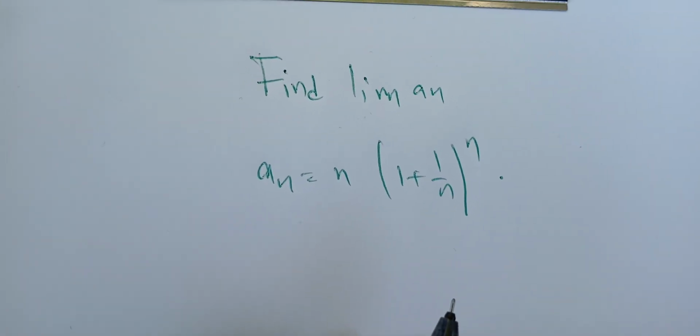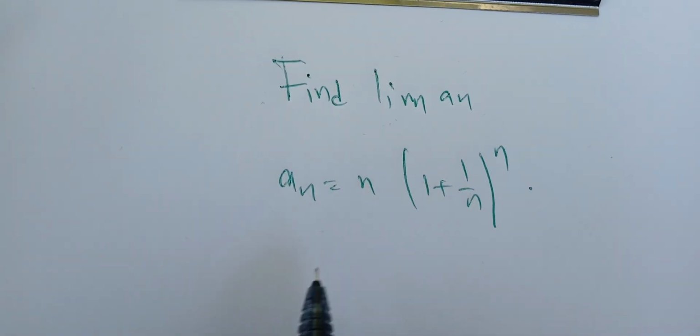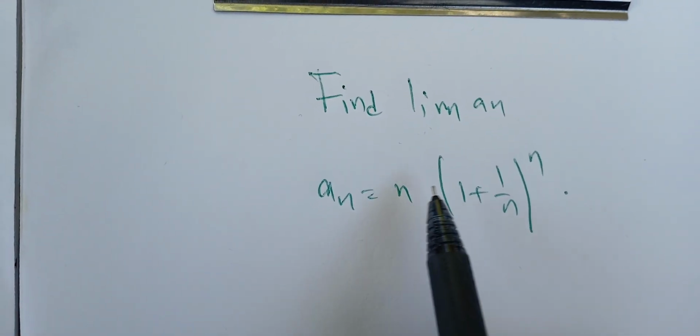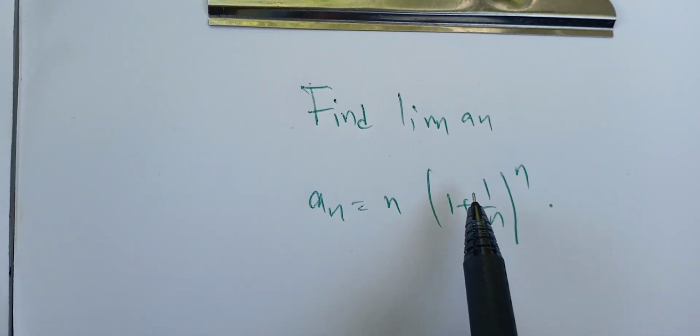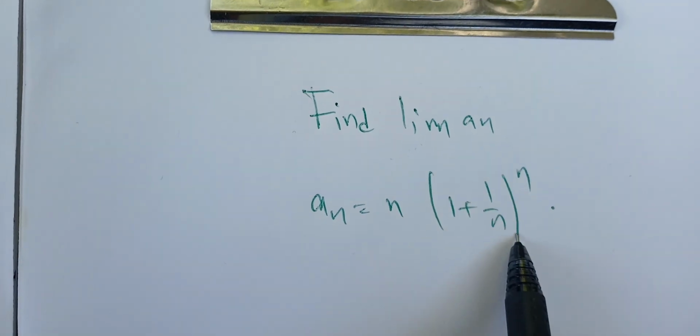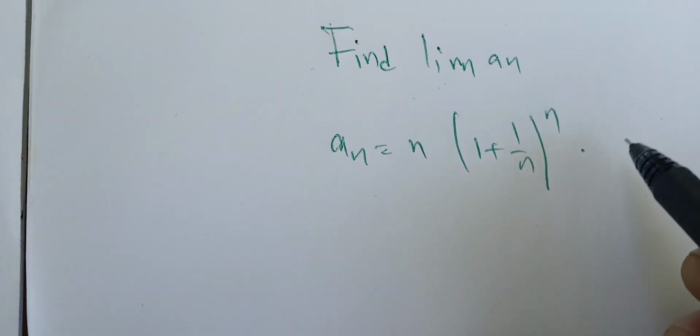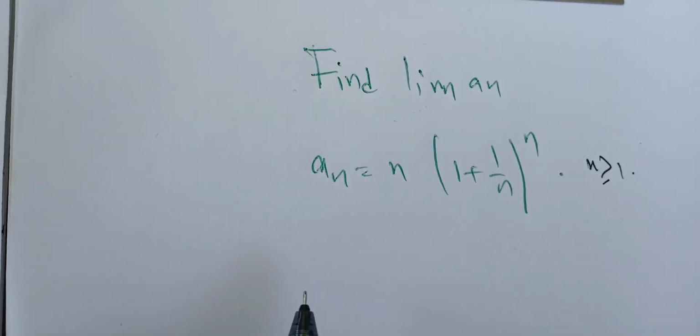In this video, we're going to try to find the following limit. Our sequence a_n is given by n times (1 plus 1 over n) to the power n. Here we assume that n is bigger than 1.